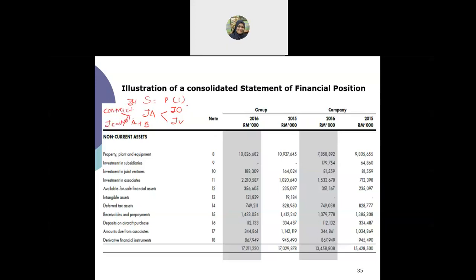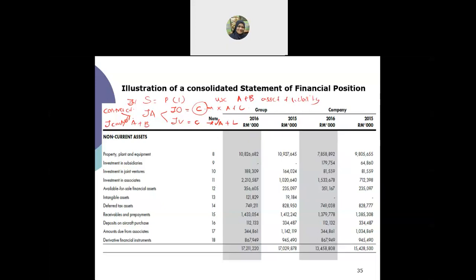For joint operations, they come up with a new company, let's say company C. This company C does not have its own assets or liabilities. If that one is a joint operation, then to operate, company C is going to use A and B's assets and liabilities.